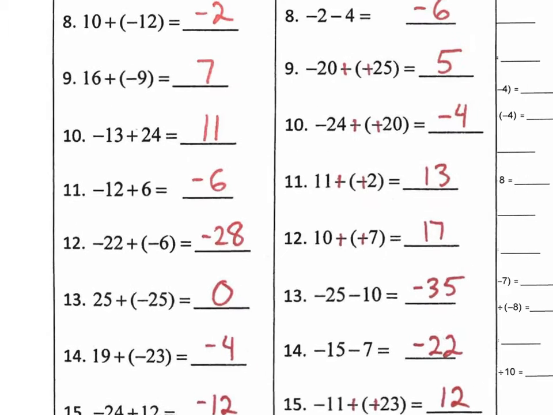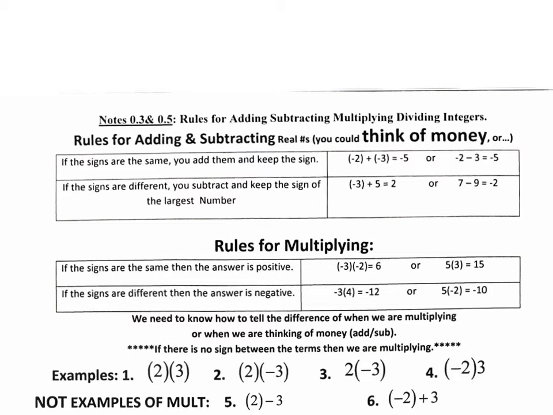Okay, so let's go back to the front side. So I hope we're good with adding and subtracting integers. All you got to do is think of money, or if you want, think of the rules. If the signs are the same, these are both negative, add them and keep the sign. 2 plus 3 is 5, it's negative 5. You could use a rule, or you could think of money.